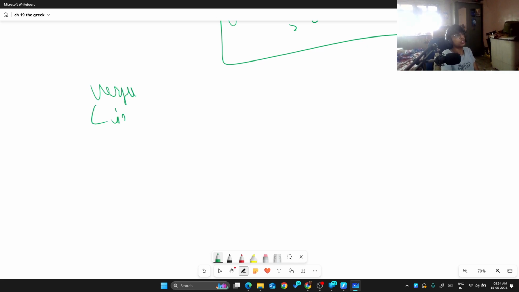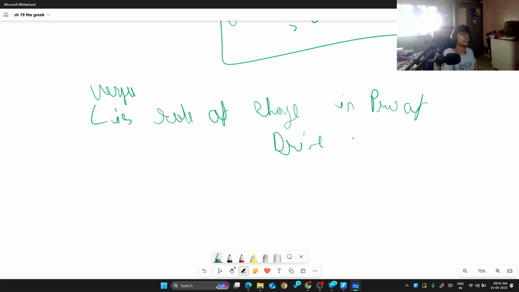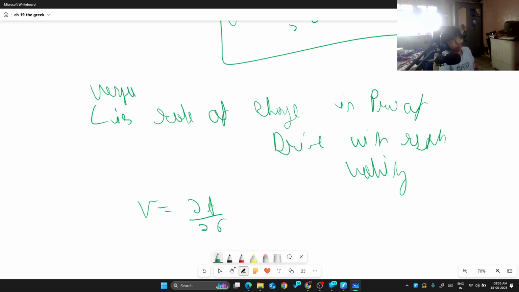Vega is the rate of change in the price of a derivative with respect to volatility, that is, Vega = ∂f/∂σ, the partial derivative of f with respect to sigma.